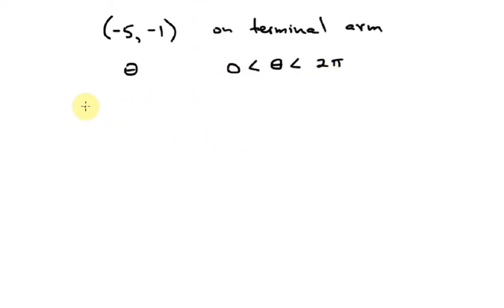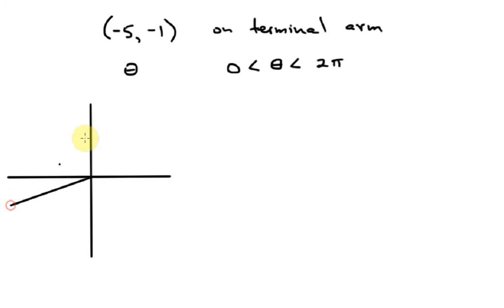Let's build a picture, shall we? This time my picture has to be in the negative world. And it looks like I got to be 5 to the left and down 1, so my terminal arm might look something like this. Okay, so if I build my little triangle, this would be the negative 5, and this would be the negative 1 here. And there's my reference angle. Let's call it beta again.